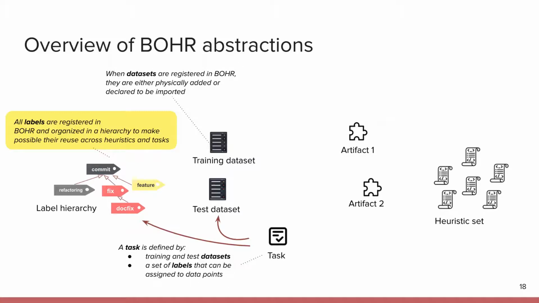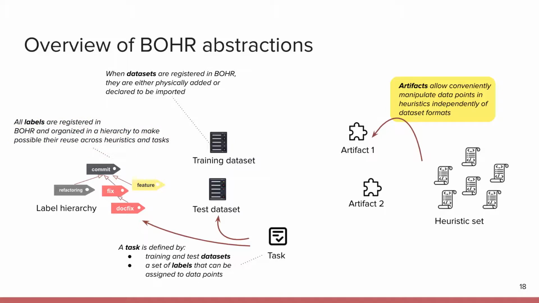To be able to reuse the labels even more, labels are organized in a hierarchy, so that more general tasks can make use of more specific tasks and heuristics. For example, a task of classifying commits into defect fixing and others can benefit from the heuristics defined for the task of finding commits that fix specifically concurrency bugs. Note that BOHR automatically detects which heuristics need to be run for a certain task.